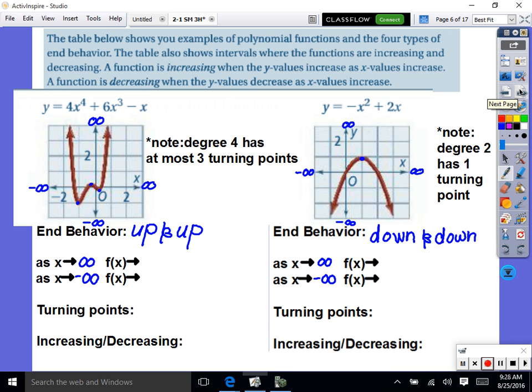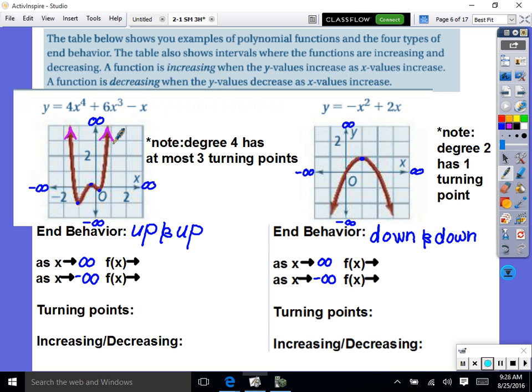So these are the first 2 examples of 2 different types of end behavior you're going to see. There's 4 total types of end behavior. So let's just look at this first one. We have 4x to the 4th plus 6x cubed minus x. If I was to graph this on a calculator, it would look like this. Now the end behavior in this case is up and up. Does everybody see how to the far left my graph's going up, to the far right it's going up? That's the first type of end behavior, up and up.